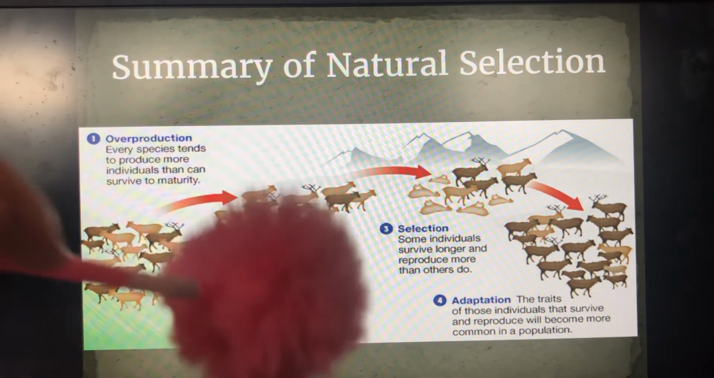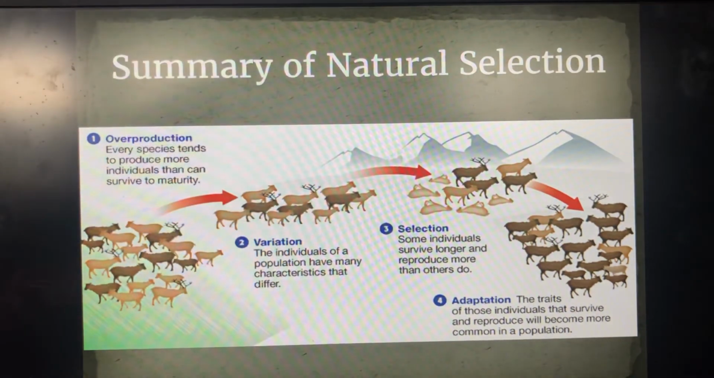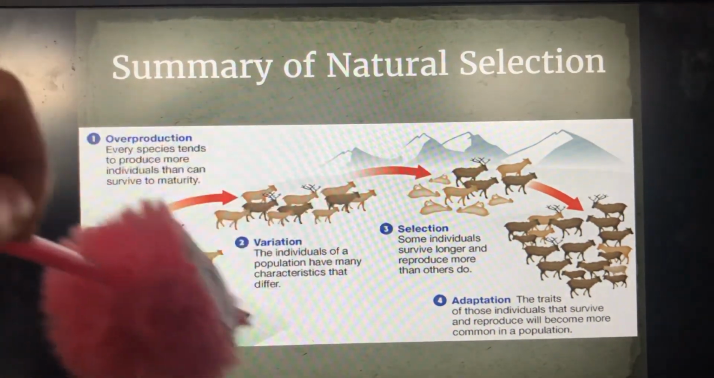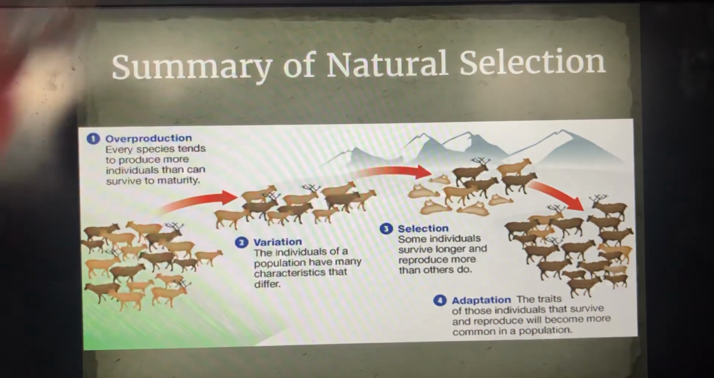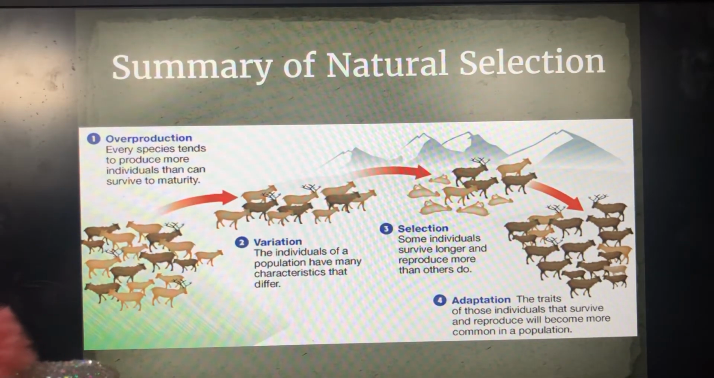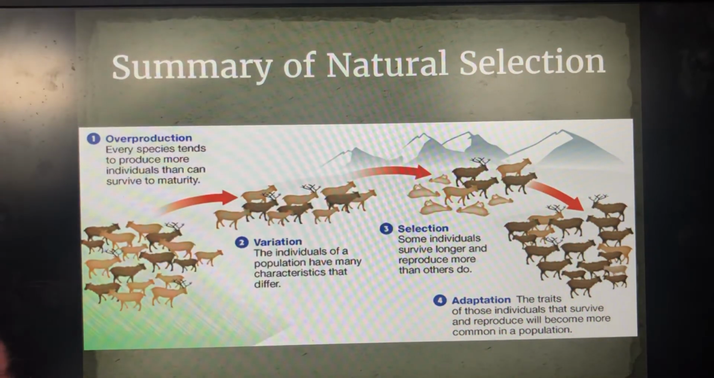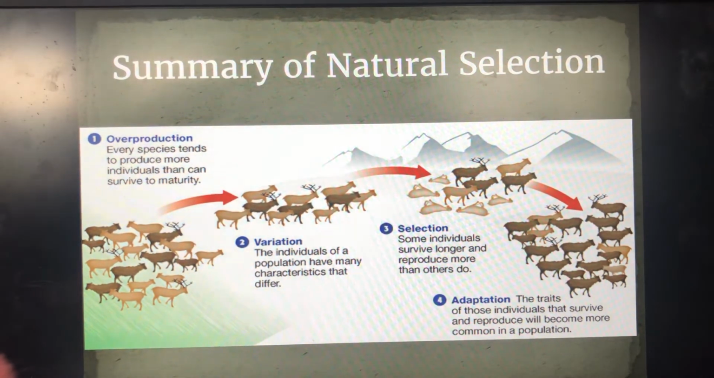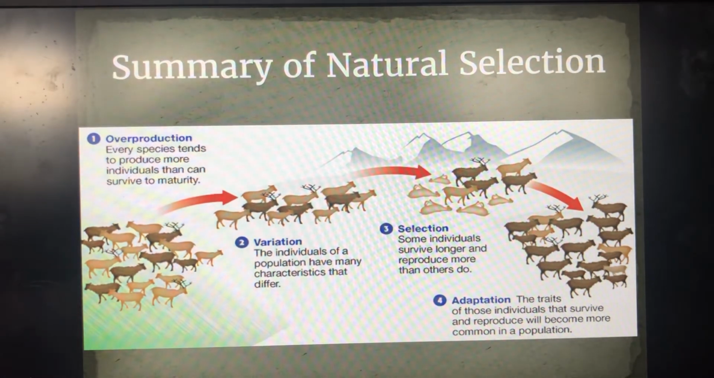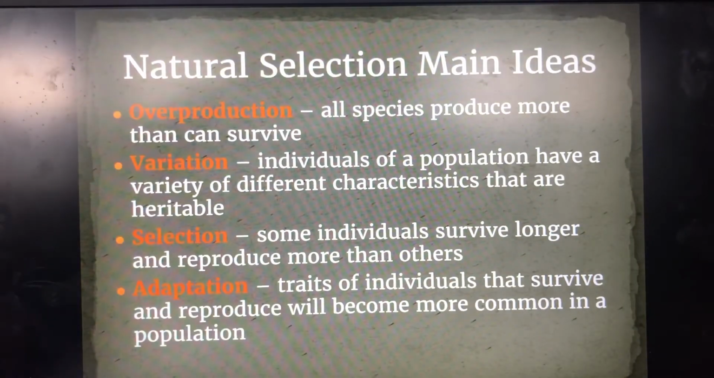Okay, so selection. Some individuals can survive longer. The variation allows them to survive longer and reproduce more, and then that variation becomes an adaptation. We say it's an adaptation because the adaptation is an individual that can survive and reproduce, and it becomes more common in the population. Okay, so here are the main ideas. Basically, you have an overproduction. All species produce more than can survive. You have a variation. The individuals are different, okay?